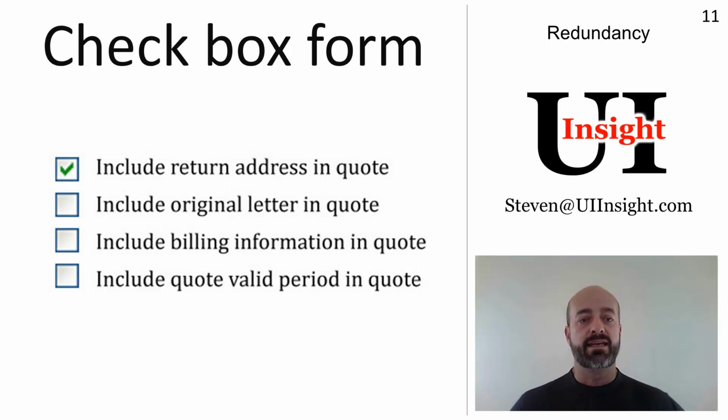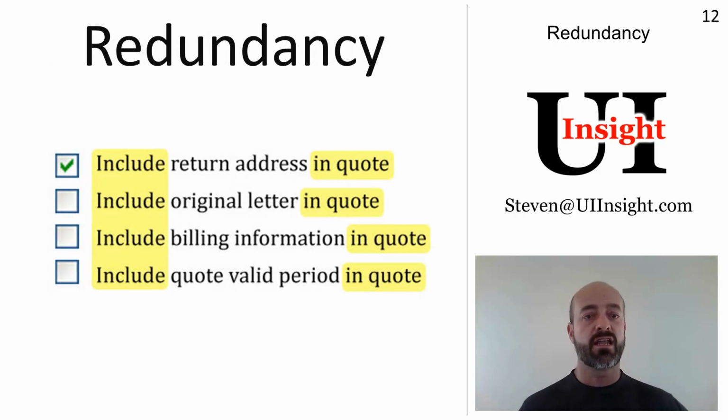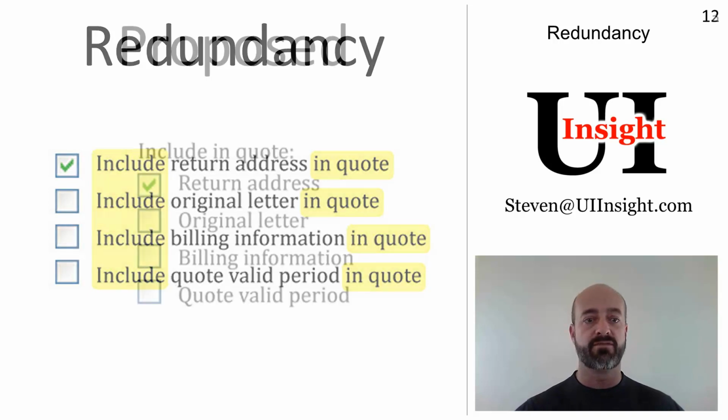Here we have a segment of a form, 4 checkboxes, and again a lot of redundancy. Include return address in quote, include original letter in quote, and so forth and so on. So there's a lot of redundancy here. These include is listed 4 times and in quote is listed 4 times. So let's take a look at a redesign for that.